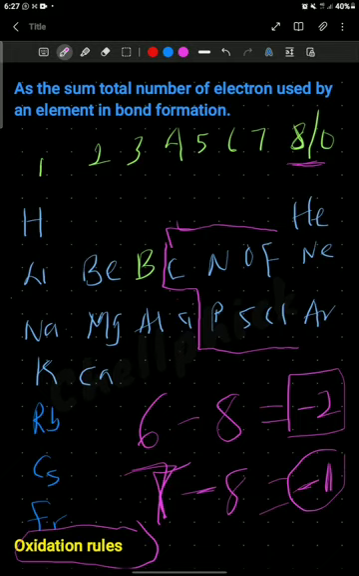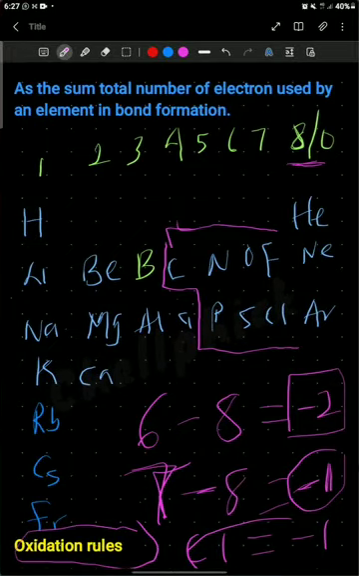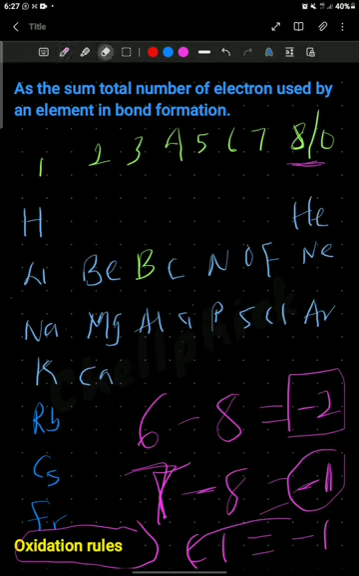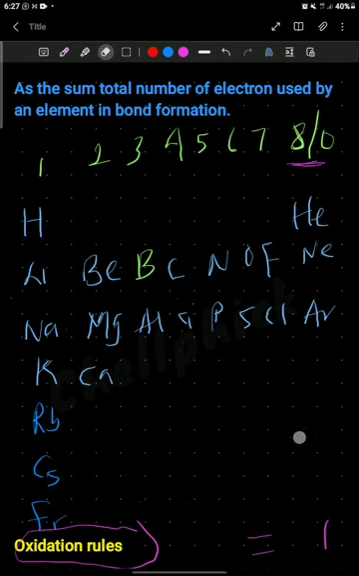So that's the reason why fluorine will carry minus 1. And that's the reason why chlorine will also carry minus 1. So like I said, it can extend beyond that, because they are not stated in the oxidation rule. But that's a hint for you. So let's come back here so we can look at it and see how it is solved.